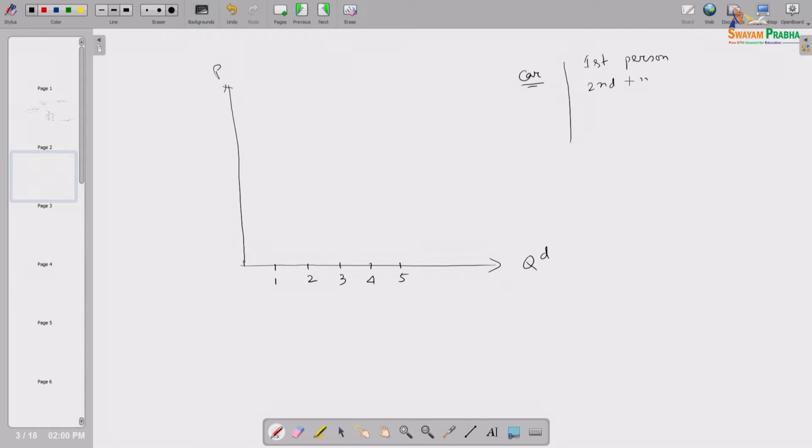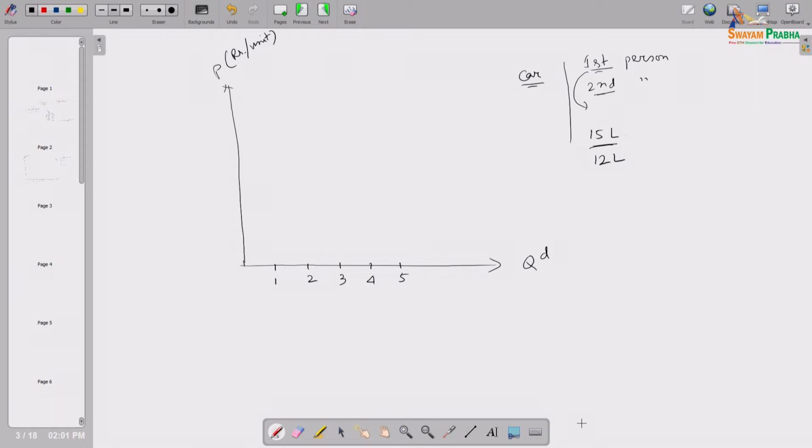So suppose the first person's maximum willingness to pay for that same car is 15 lakh rupees, all in rupee terms, price in rupees per unit or per piece of the car. Here the unit is a piece, 1 car, 2 cars, so number of cars, right. So suppose 15 lakh is the first person's maximum willingness to pay. Suppose the second person's maximum willingness to pay is 12 lakh rupees, and so on, right.